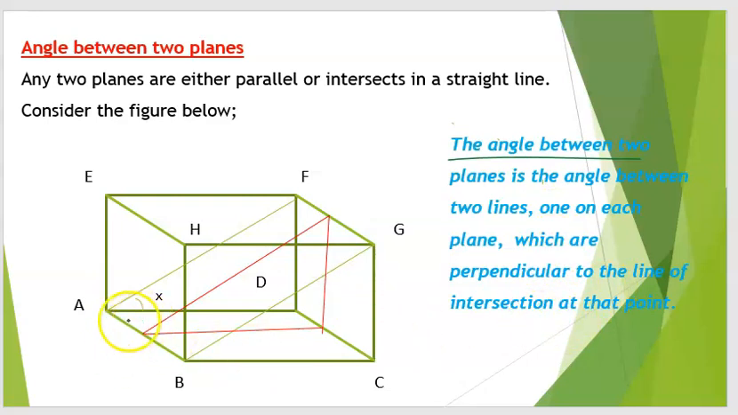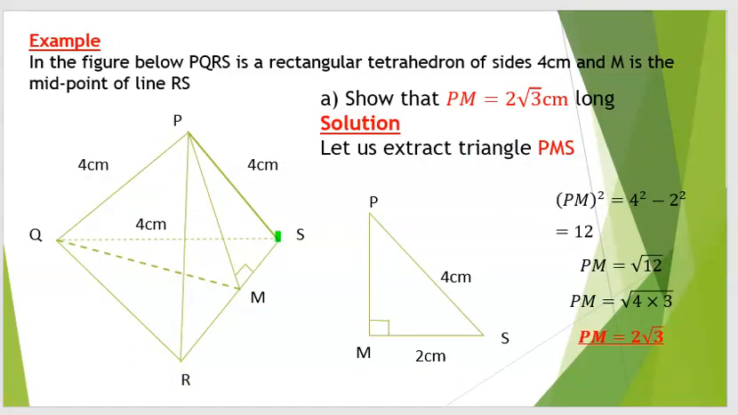So if I want to find the angle between the plane ABCD and the plane AFGB, then I'm going to take one line on ABCD and one line on the other plane, and the angle they form in between is the angle between the two planes. So I'm going to consider an example so that we can see how to do that.